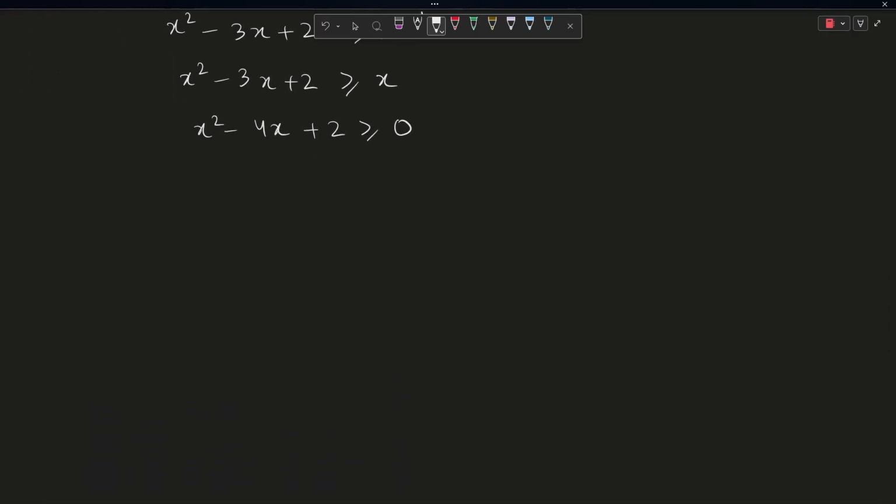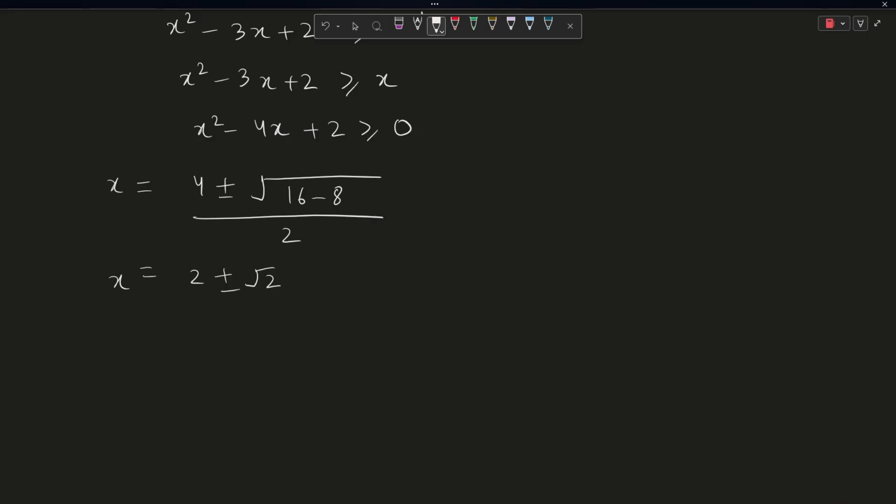Now, if x square minus 4x plus 2 is greater than or equal to 0, we will solve it. The possible values of x, we will use Sridharacharya formula, 4 plus minus under root 16 minus 8 divided by 2. So it will give two values, 2 plus minus root 2. Yes, you can solve it. 4 plus minus under root 8, and under root 8 can be written as 2 root 2.